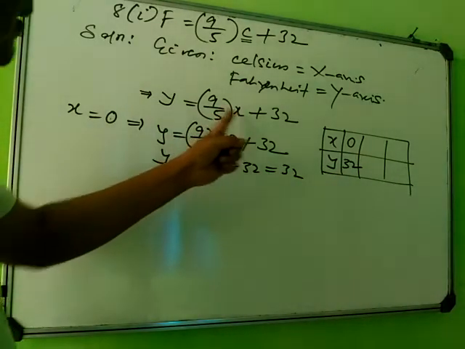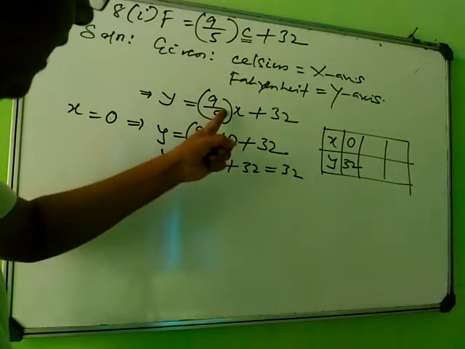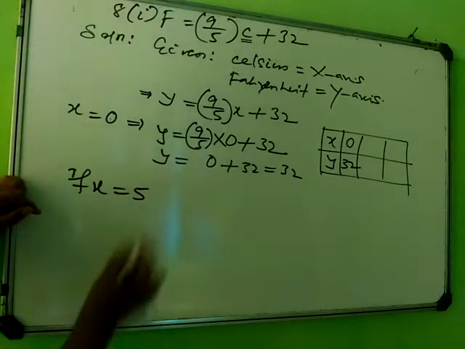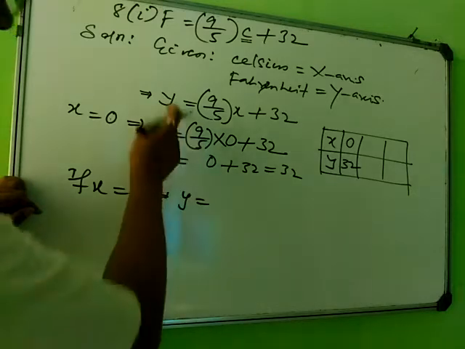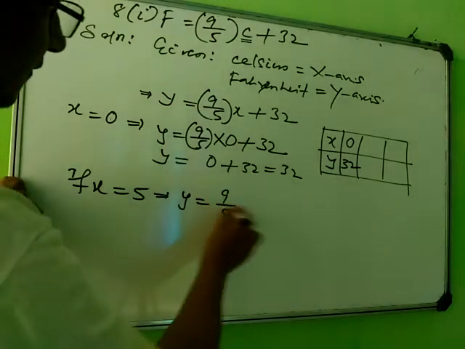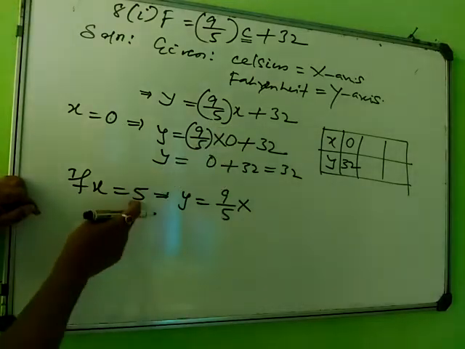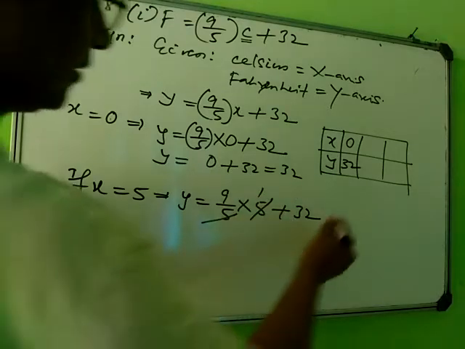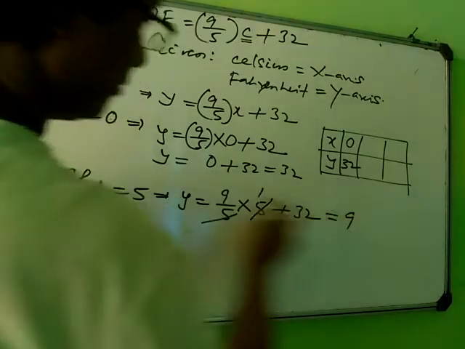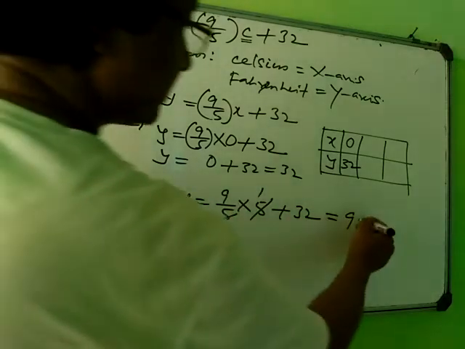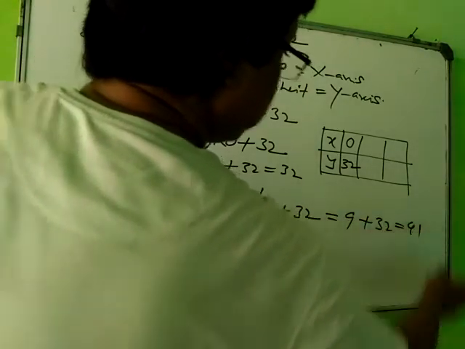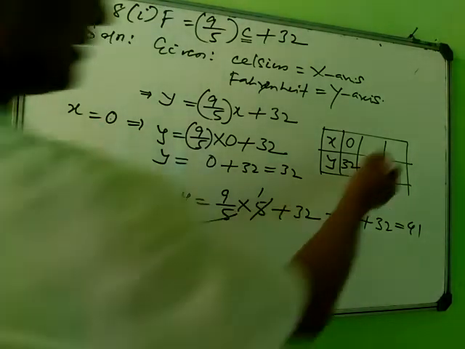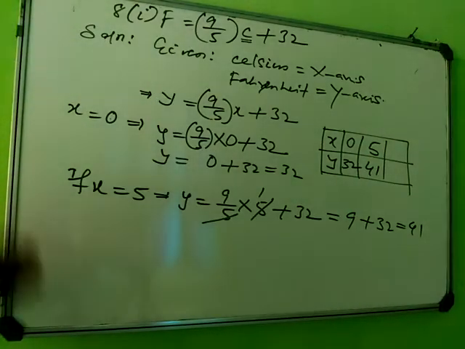Now you take a number that is divisible by 5, so that 5 will easily divide. If x equals 5, then y equals 9 by 5 into x, which is 5, plus 32. So you cancel 5. You will get 9 into 1, 9 plus 32. You will get 41. So here y is 41, x is 5.